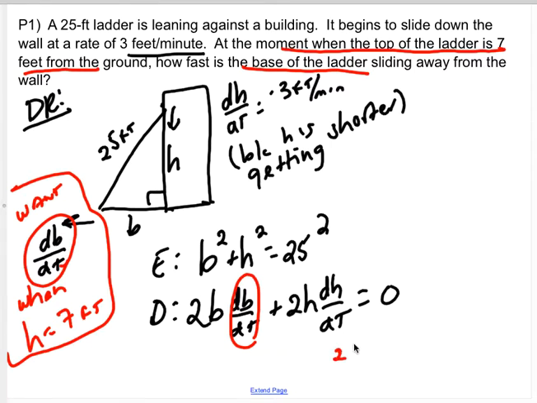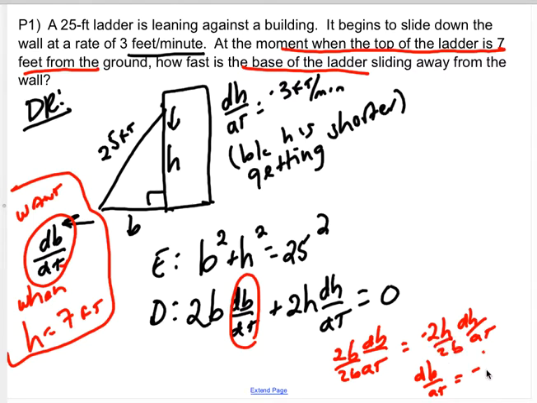You'd get that 2b db dt equals negative 2h dh dt, and then you could divide by the 2b. So you'd get db dt is, when you divide both sides by the 2b, negative h, whatever dh dt is, divided by b. And that's fine, okay? You could solve for it. You could plug in first. It doesn't matter.